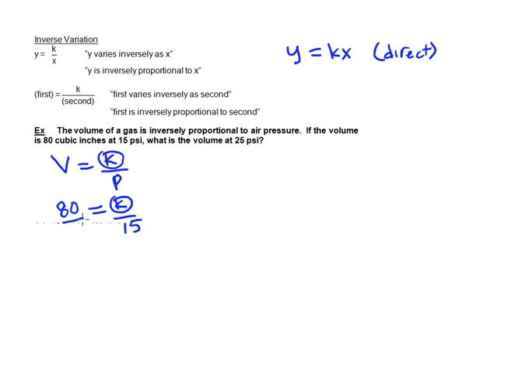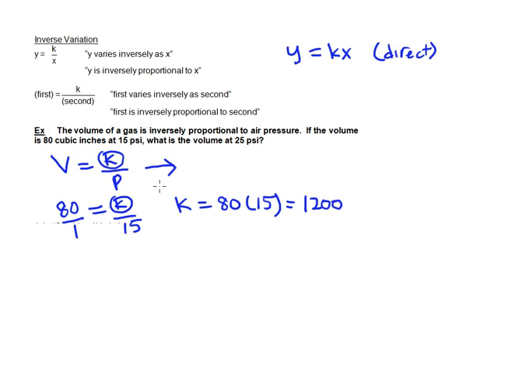So we can think of this as being a proportion problem and say that 1 times k is equal to 80 times 15, and that comes out to be 1200. And this number here for k has no units. But what we will do with it is take that value that k is equal to 1200 and put it back into the original equation.